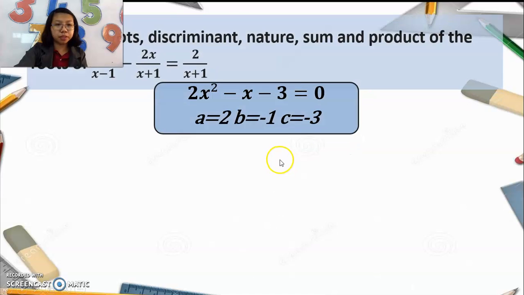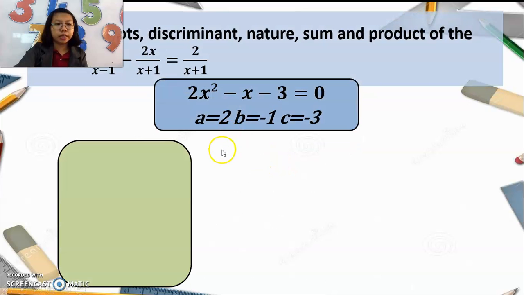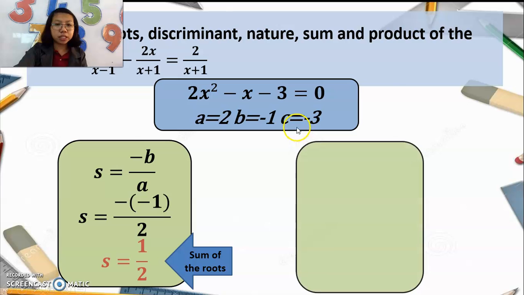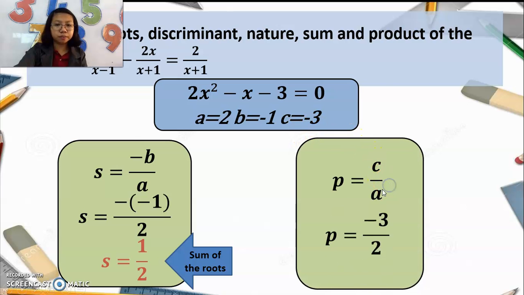And last one, for the sum and the product, I just need to use the formula. For the sum, it will be negative b over a, so negative times negative 1 over 2. The value of the sum is 1/2. Then for the product, it will be c over a, where the value of c is negative 3 over a, which is 2. So the value of the product is negative 3 over 2. So those will be the answers for the given example.